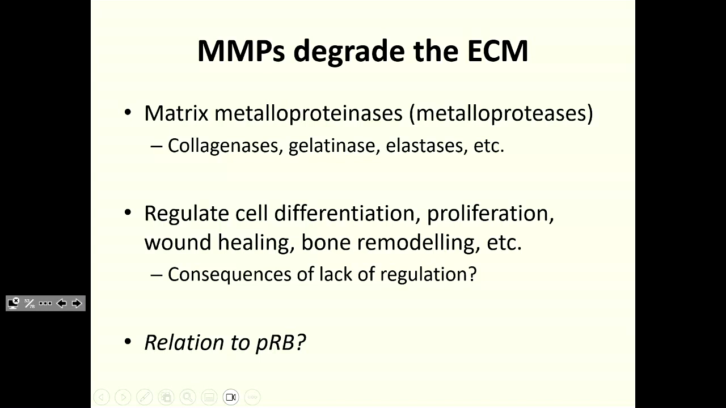Gelatinase, laminase, all sorts of ases. But they're usually going to have a name that's similar to what they degrade. Like collagenase, they just call it collagens. Okay, so where do they come into this whole story? Regulate cell differentiation, proliferation, blah, blah, blah.